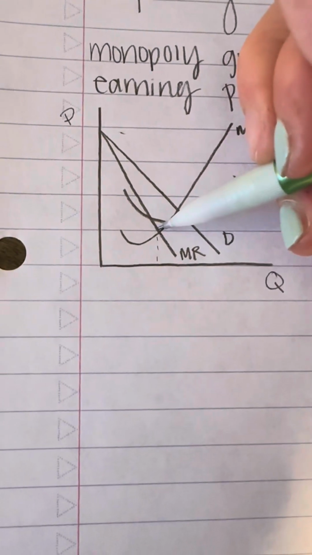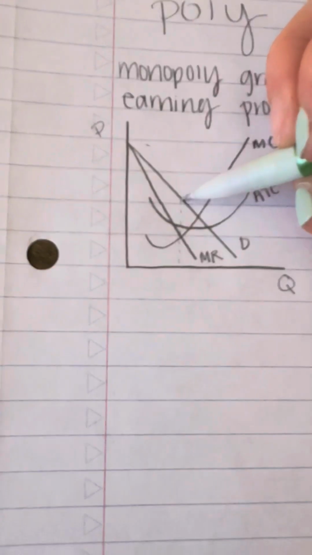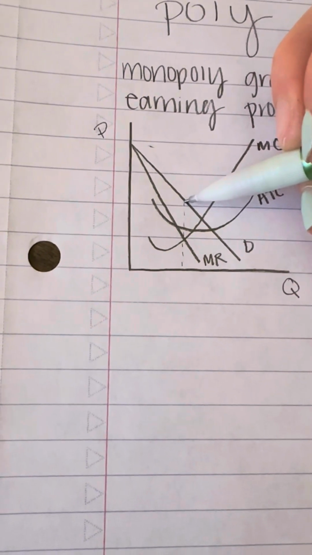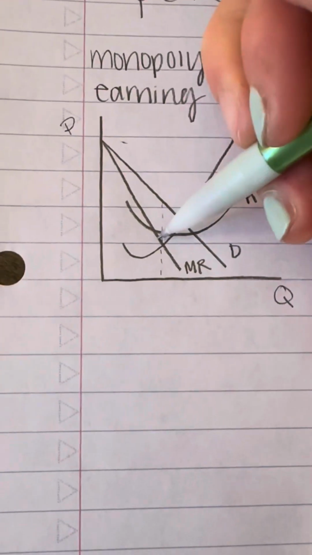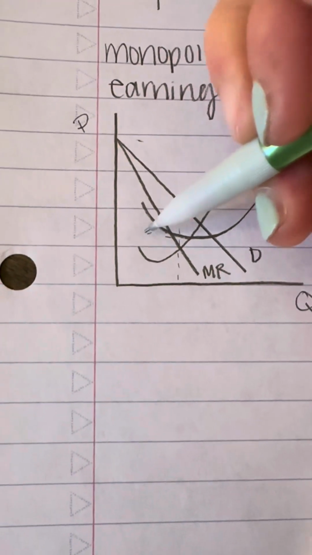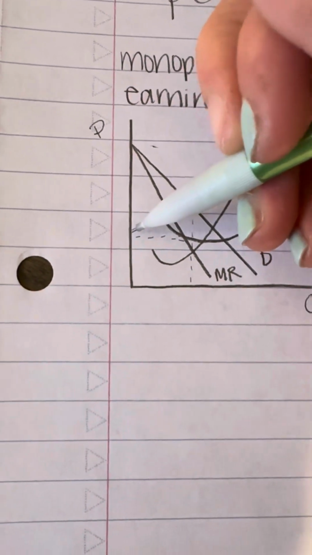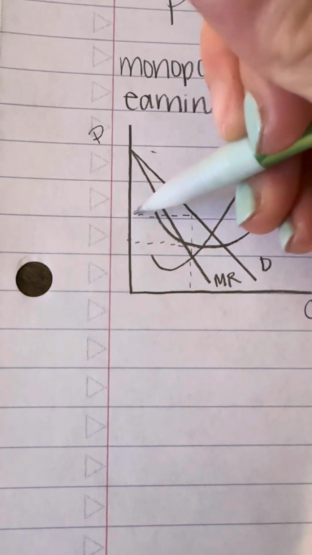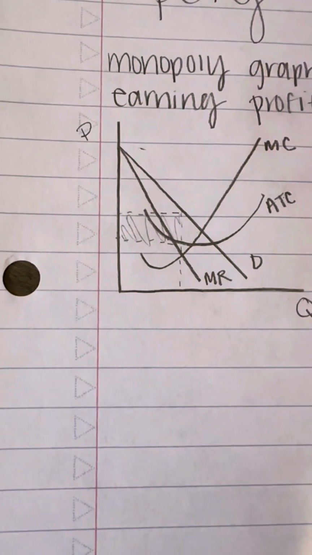And then where MR equals MC, we're going to draw a line up here, and then you're going to take that line all the way up to the demand curve, and then the bottom edge of the area where the line hits the ATC, you're going to draw that over, and connect that to up here. And this is going to be our area of profit.